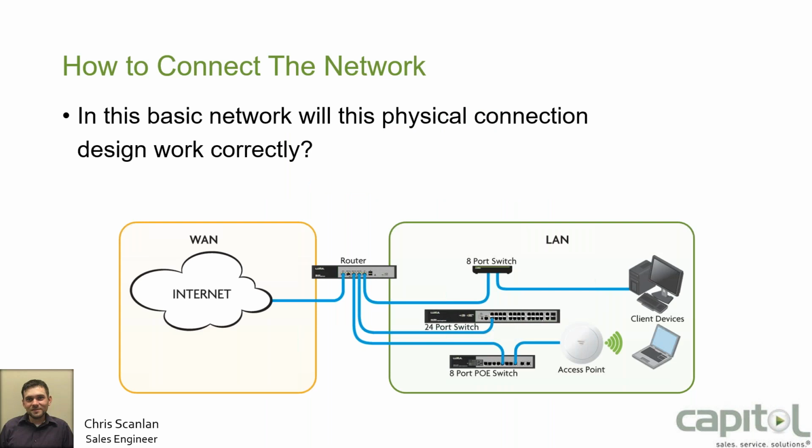First one, obviously the biggest question, how to connect the network. In this basic network that you're looking at here, there's a physical connection design below. My question to you guys is, is this the proper way to connect the network? A lot of people would say, yeah. I mean, if you look, you've got the WAN connection going to the router, going to multiple switches and going out to the devices. Will this work? Yes, it'll work. Is it the proper way to do it and the best way to do it?